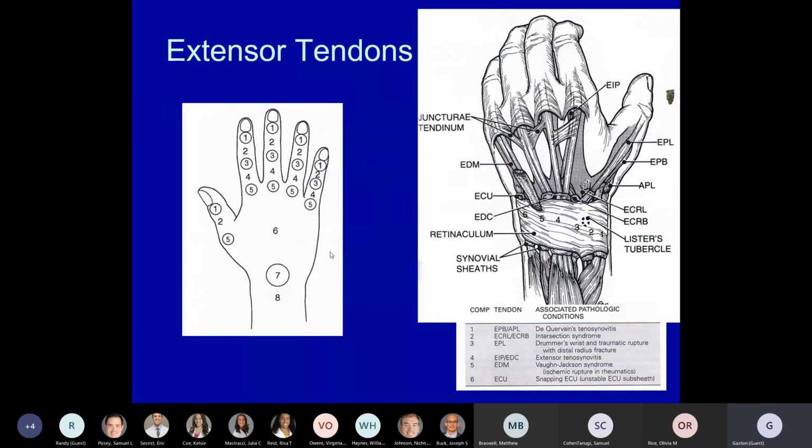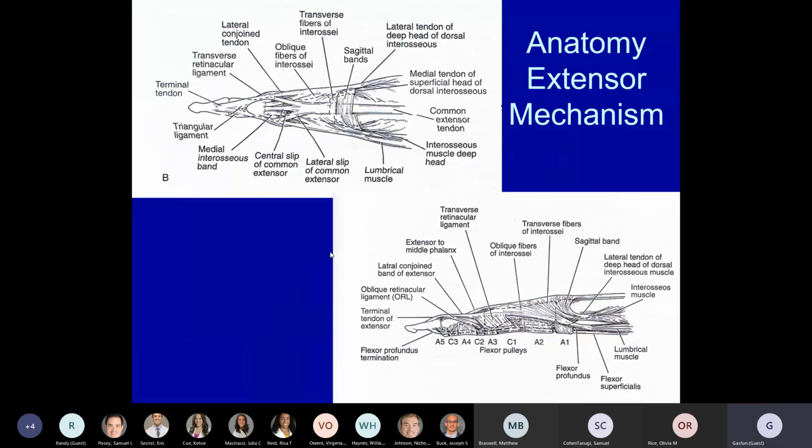The zones, just remember, the odds are over the joints. So zone 1, DIP, 3, PIP, 5, MP, 7, wrist. A lot to go into here. I'm not going to go through all the intrinsic anatomy of the hand. Some of the big pearls.